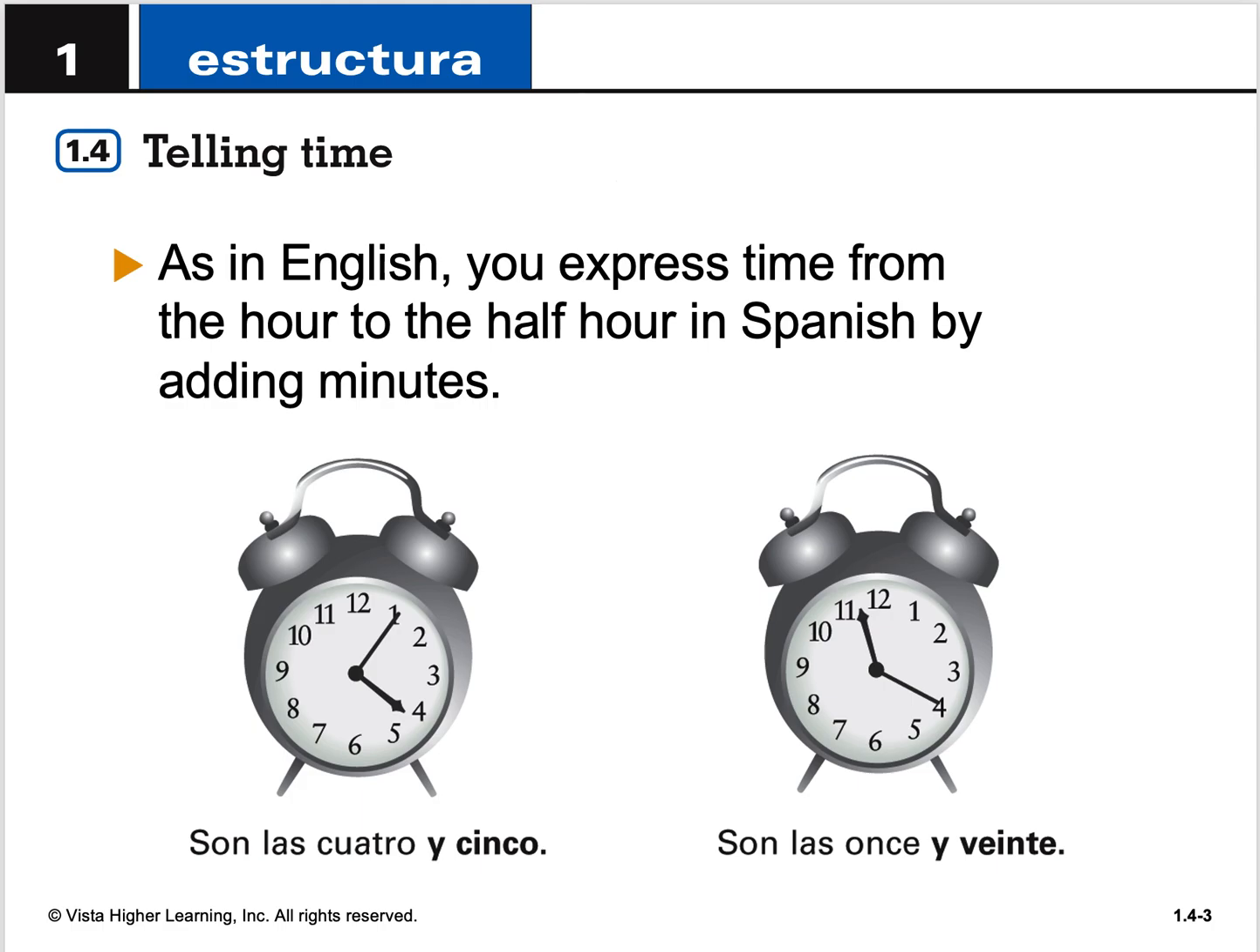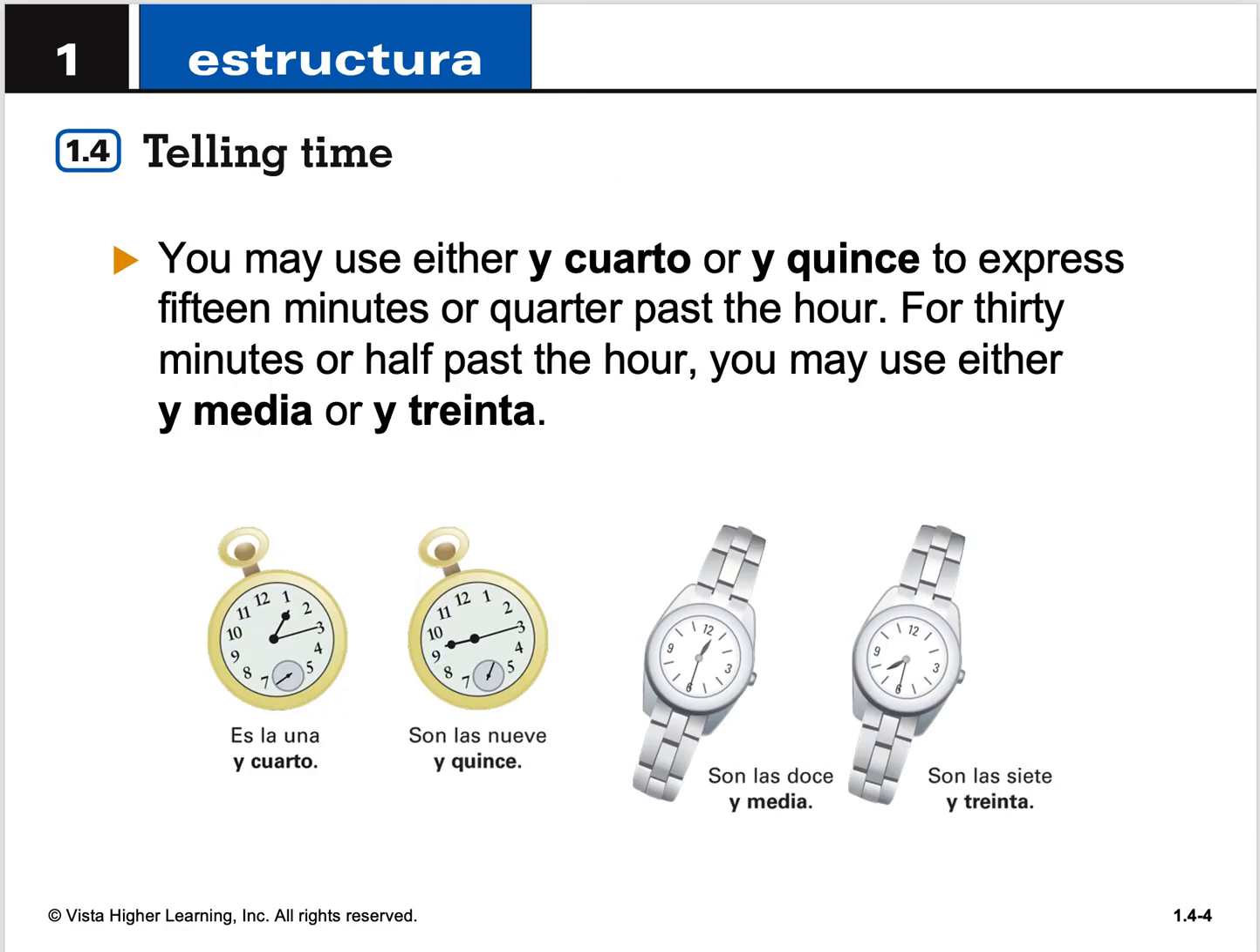the hour it is. So "son las 4:05" would be, it is 4 o'clock and 5 minutes, or 4:05. "Son las 11:20" would be, it is 11 and 20 minutes, or 11:20.